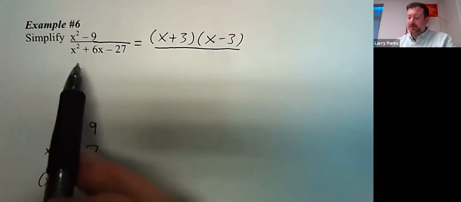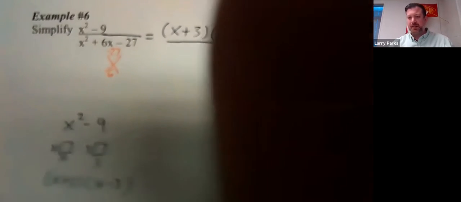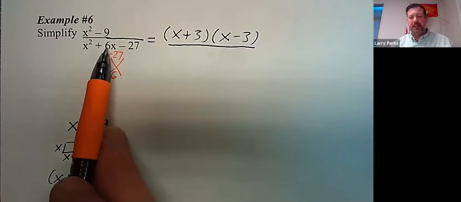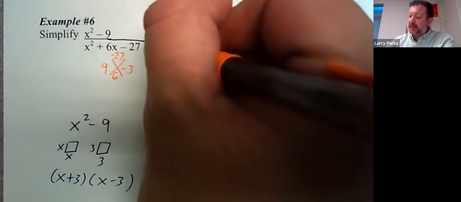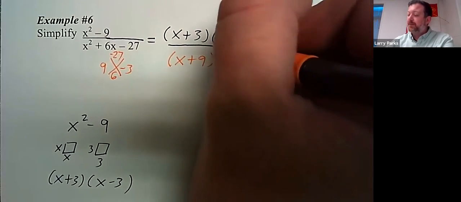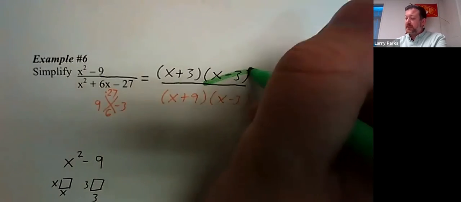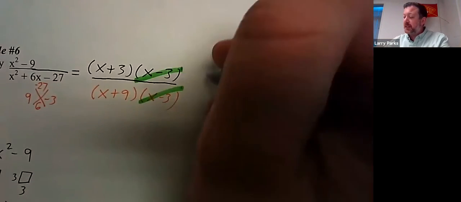All right, this one. What multiplies, because it's 3 terms, a is 1. What multiplies to negative 27 and adds to 6? Oh, why is it so blurry? There we go. So what multiplies to negative 27 and adds to 6? 9 and negative 3. Then I get x plus 9, x minus 3. Eliminate common factors. And I get x plus 3 over x plus 9.